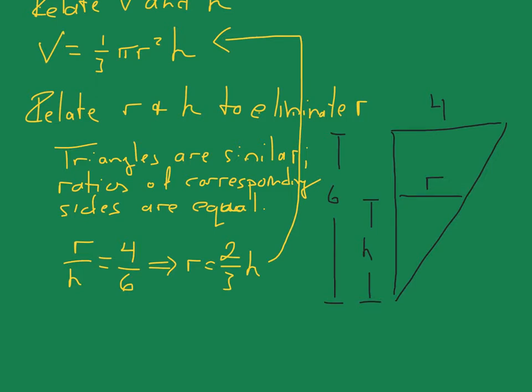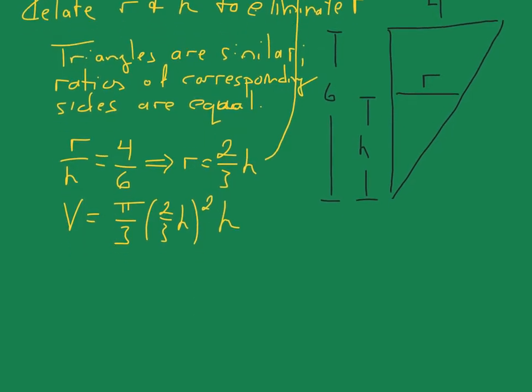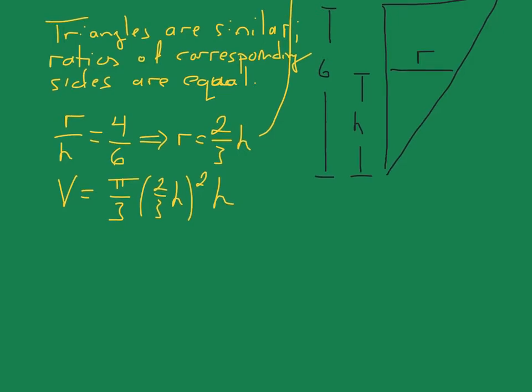So, as we said, we now have that v is equal to, let's write that as pi over 3. What was r squared? R squared is 2/3 h all squared, so we write that in. And then times h. And if we simplify this a bit, what do we have? We have then that v is equal to 4 pi over 27 times h cubed.